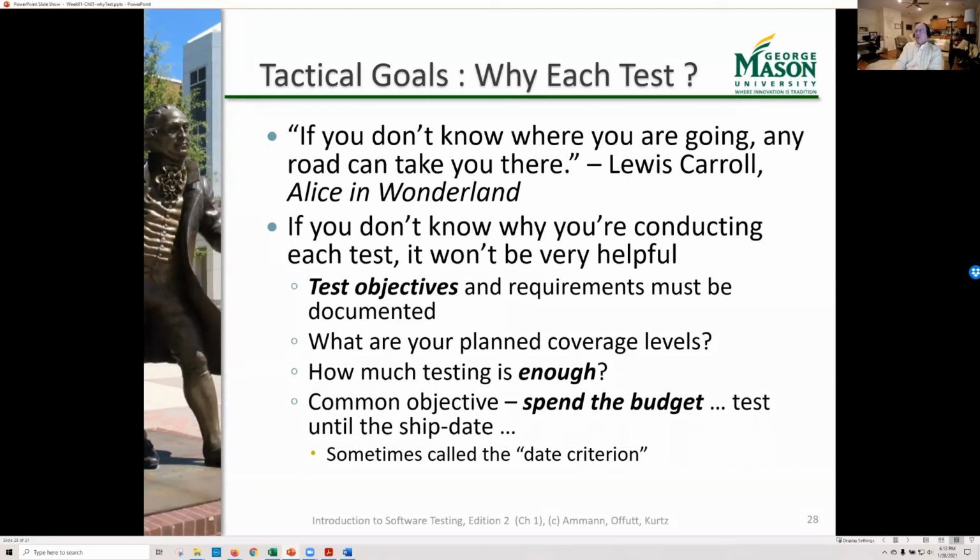And usually the answer is when the ship date comes, or when we run out of testing money. The date criterion: well, look, we were supposed to ship on February 1st. It's January 28th. You're done testing. However, whatever you found, however far you are, it doesn't matter. You're done. Not a very mature way of doing things.